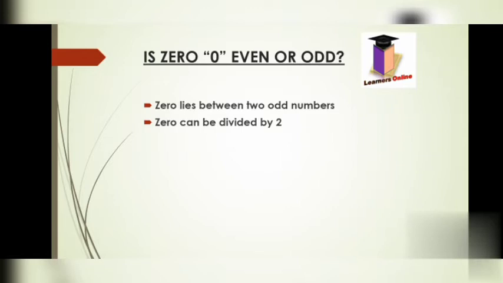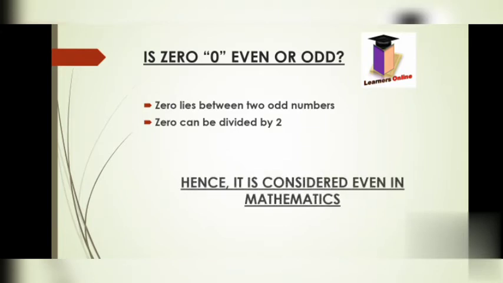Also, by the definition of an even number, any number that is divisible by 2 to give a whole number is known as an even number. So 0 can be divided by 2. If 0 is divided by 2, the answer is 0, which is a whole number. So mathematicians found that 0 is an even number. Yeah, you heard it right.